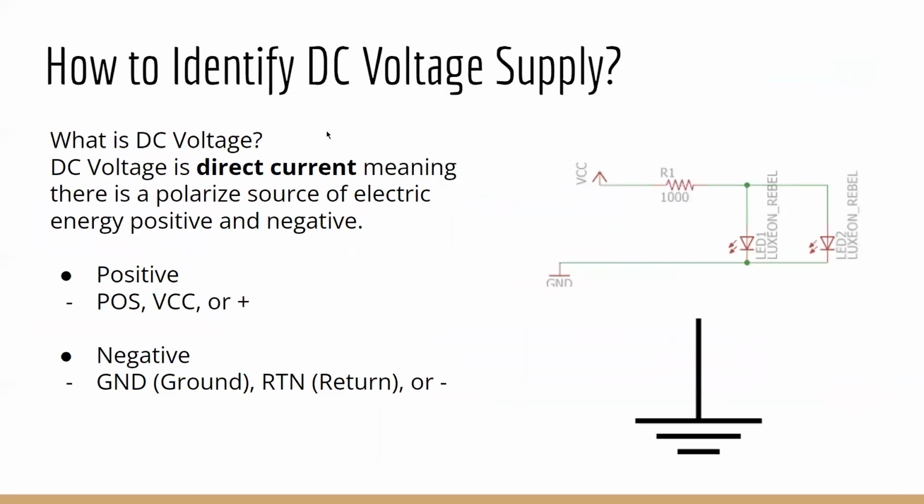So how do we identify a DC voltage source? What is a DC voltage source? DC voltage is direct current, meaning there is a polarized source of electrical energy, a positive and a negative. Positive voltage sources you'll see are POS, VCC, or a plus sign. Negative sources are ground, GND, RTN, return, or just a negative sign. As you can see in the schematic here, VCC is the positive and the ground is the negative source.